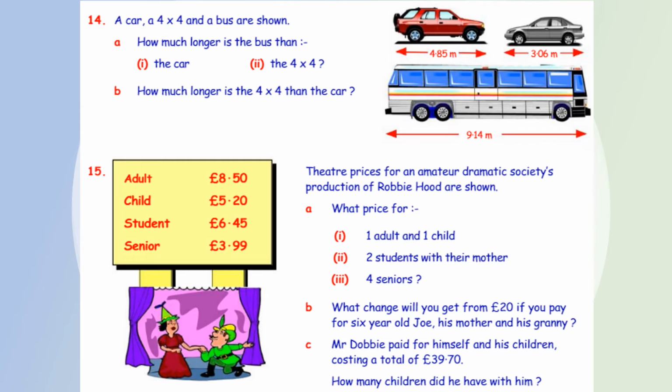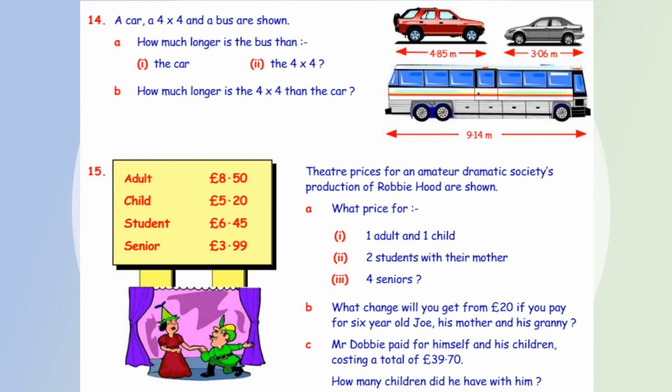So you're looking at 6-year-old Joe, his mum, and his granny. So you're working out which category each person is in. They're in 3 different categories. Add those prices together, take away from £20.